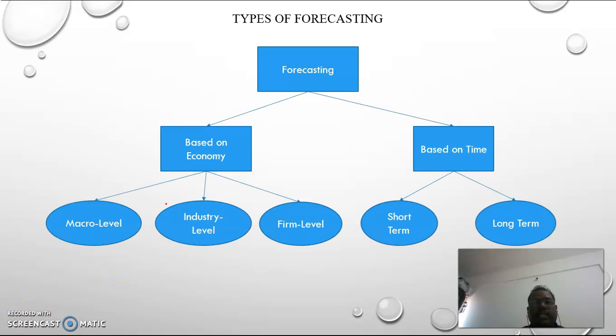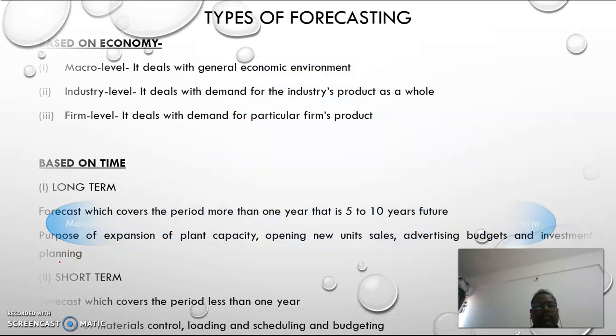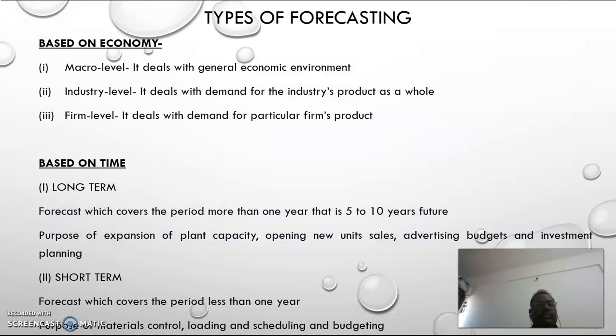So we will see the different types of forecasting. Based on the economy and on time, there are two types of forecasting. Based on the economy, there are the macro level, industry level, and firm level. And based on time, there is short-term forecasting and long-term forecasting.